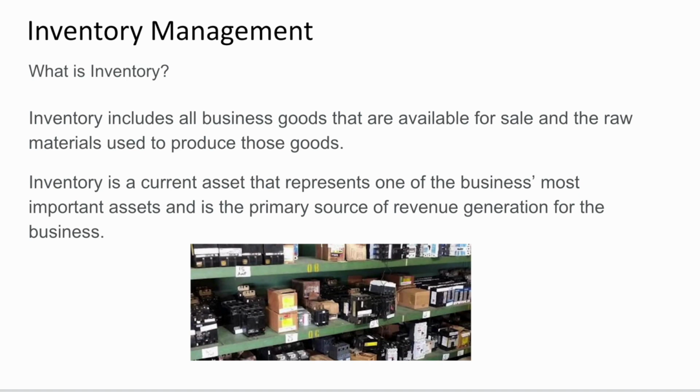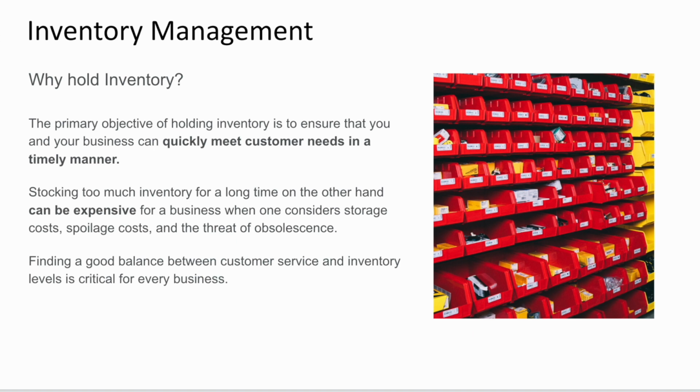So inventory is really a current asset, shows up on a balance sheet as current, meaning it turns into cash very quickly. And it really represents one of the company's biggest and most important assets because it's the products that you sell. Why do we hold inventory? Well, we hold inventory to make sure our customers are happy ultimately. We've got to be able to get stuff quickly to customers, in a timely manner, and in a way that is cost effective for the consumer as well as the manufacturer, as well as the retailer.